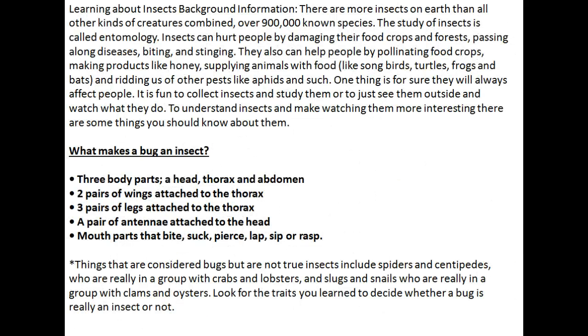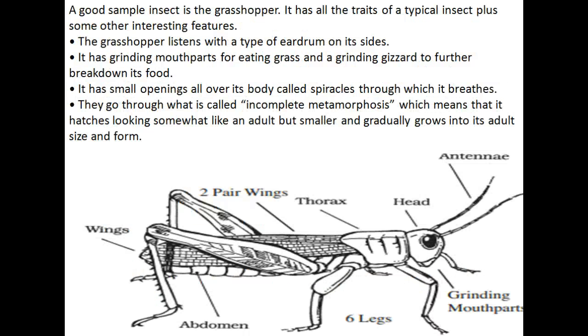And this is just a real quick thing about what makes a bug an insect. If a bug is an insect, it has 3 body parts: a head, a thorax, and an abdomen, 2 pair of wings attached to the thorax, 3 pair of legs attached to the thorax, a pair of antennae attached to the head, mouth parts that bite, suck, pierce, lap, sip, or rasp. And so those things are mainly what makes a bug an insect. For instance, a grasshopper.